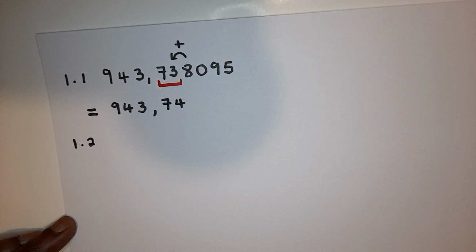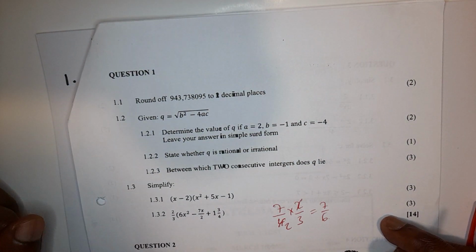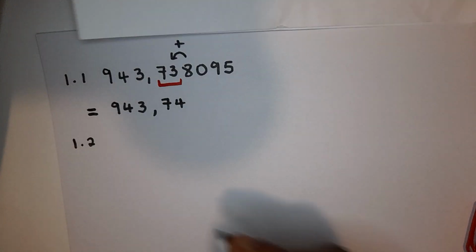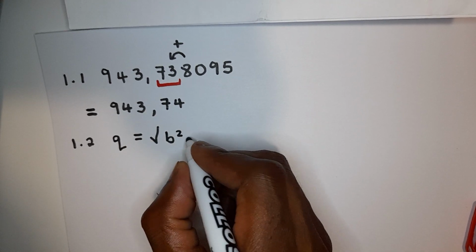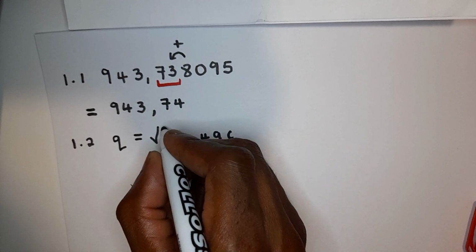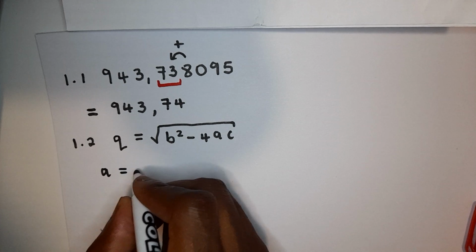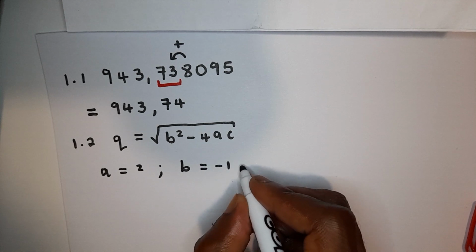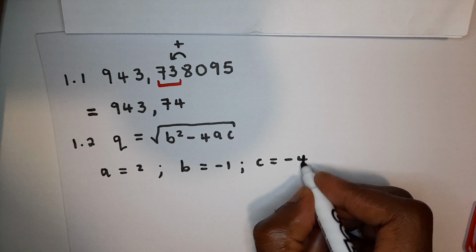1.2. For 1.2, we are given that Q is the square root of B squared minus 4AC. Determine the value of Q if A is 2, B is minus 1, and C is minus 4. This is for 2 marks. Again, Q is the square root of B squared minus 4AC, whereby A is 2, B is minus 1, and our C we have minus 4.